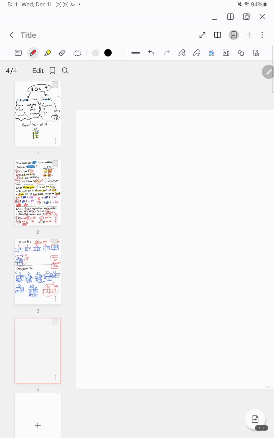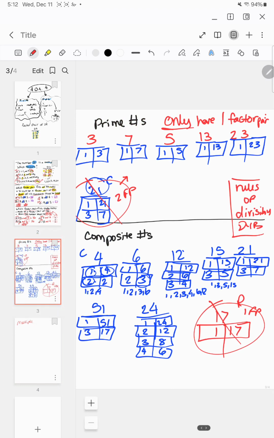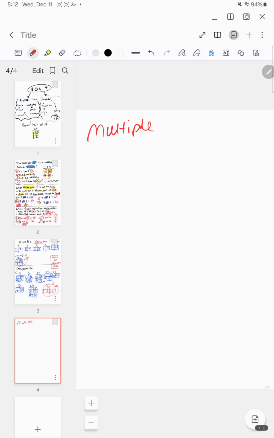And the last thing is multiples. And I covered factors. Factors you're finding in the T-chart, and those are just the numbers. Like the factors of 4 are 1, 2, and 4. The factors of 6 are 1, 2, 3, and 6. Those are just the numbers in the factor pair.